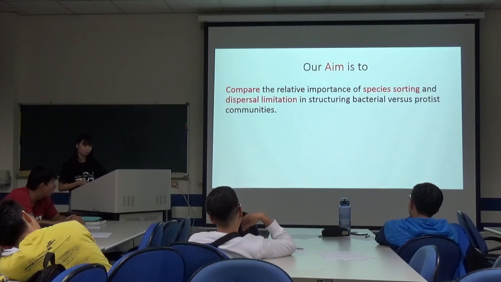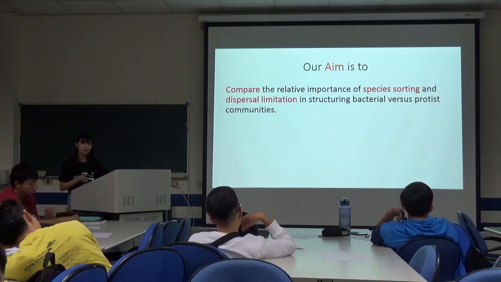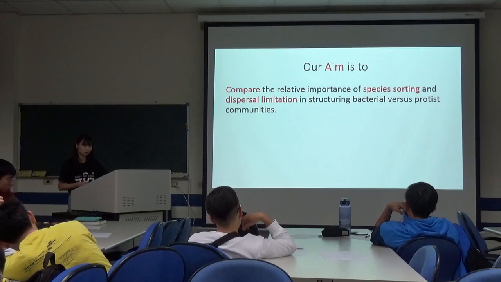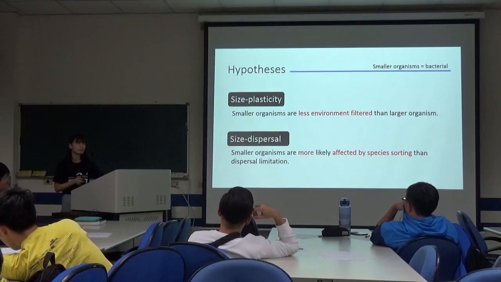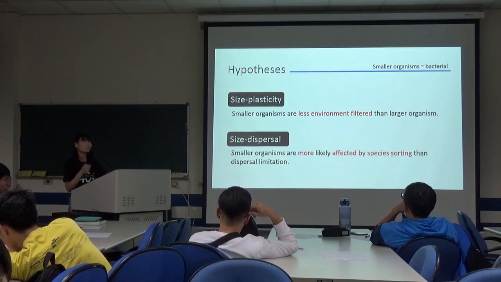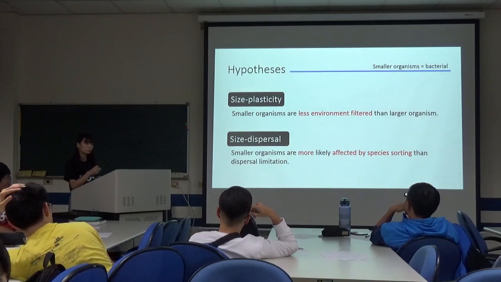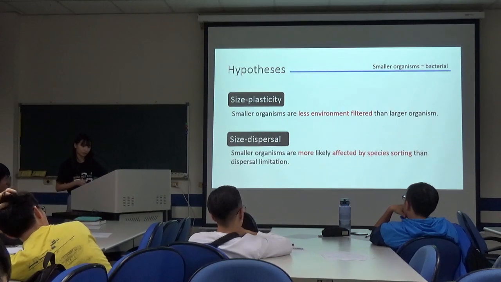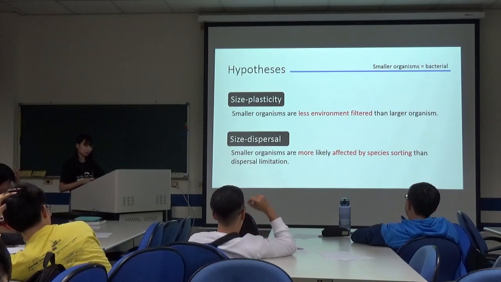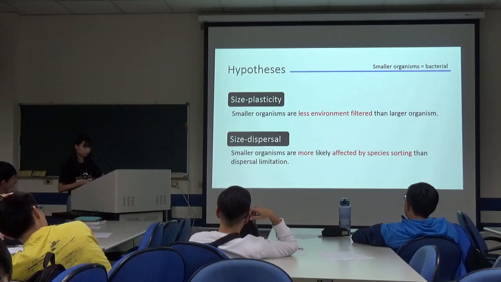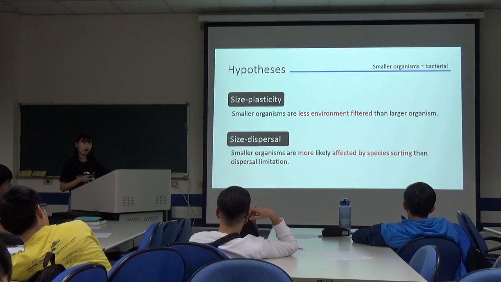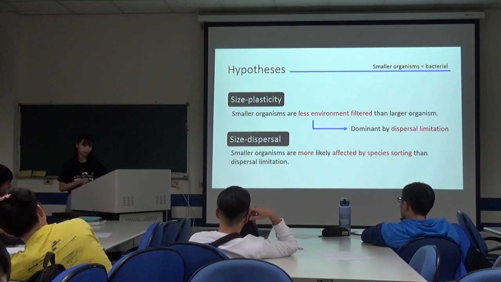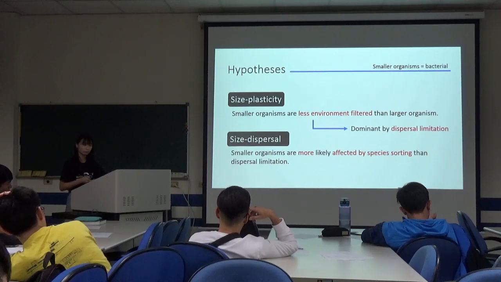So our aim is to compare the relative importance of species sorting and dispersal limitation in structuring bacterial versus protist communities. When we know that, we can further explore which hypothesis fits our study better. One is size plasticity. It tells us smaller organisms are less environmentally filtered than larger organisms. In our study, the smaller organisms are bacteria. And this means our community is more dominated by dispersal limitation.